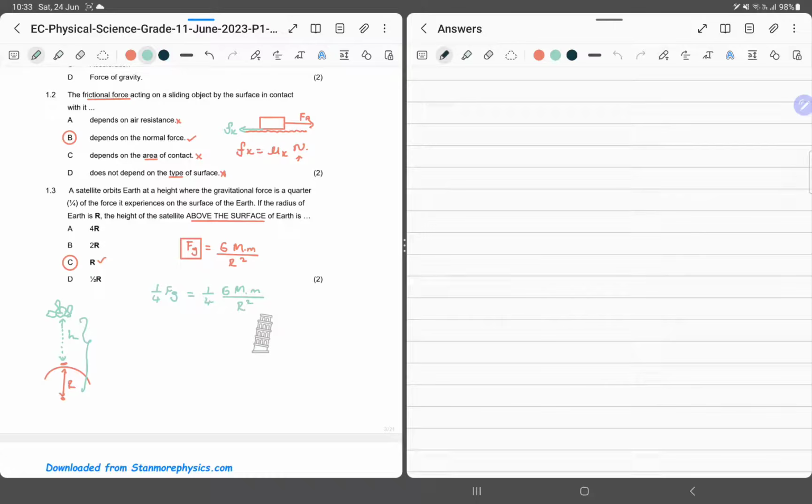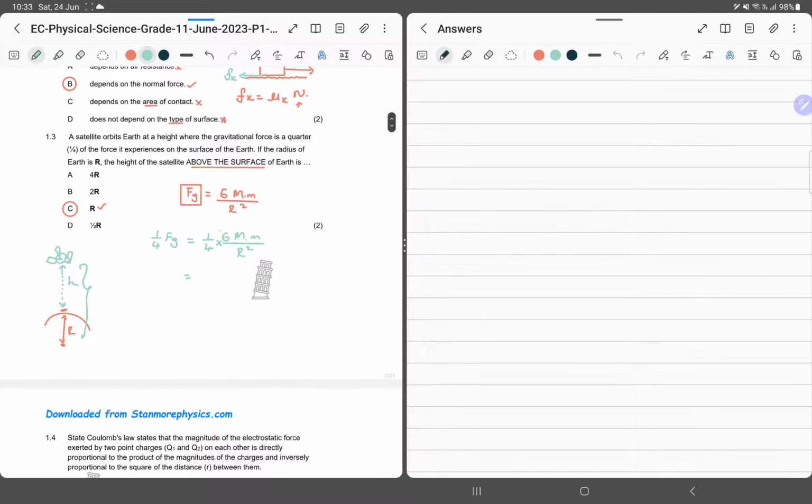Okay, that is what happens. We're simply multiplying that by a quarter. And then we go on and say, fine, if we cannot cancel things out, we simply multiply the numerator. So it still remains G M Earth M satellite divided by 4r squared. Okay, now what can we do here? We're going to have G M Earth M satellite divided by 4, which is basically 2 squared times r squared.